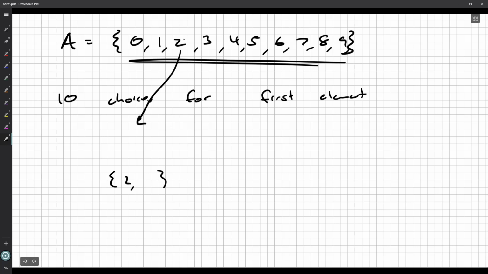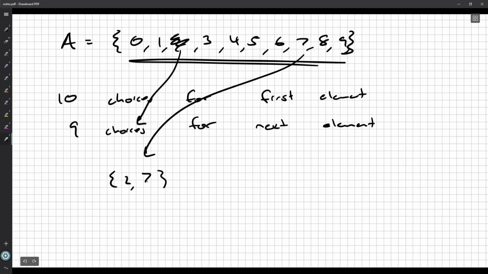Can I pick 2 again? Well, no, I already chose 2. So 9 choices are left over for the next element. And so then maybe I pick 7, and 7 joins my set. Now I've created a subset with only 2 elements. 10 choices, and then I had 9 choices. You'd say, 10 times 9. Right? That's the number of ways to make subset of size 2.